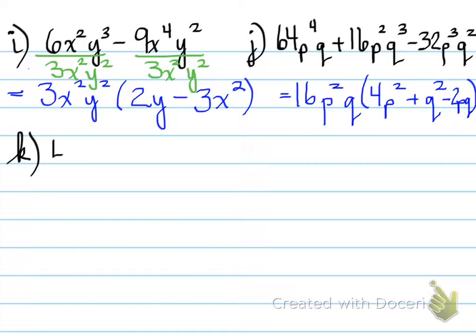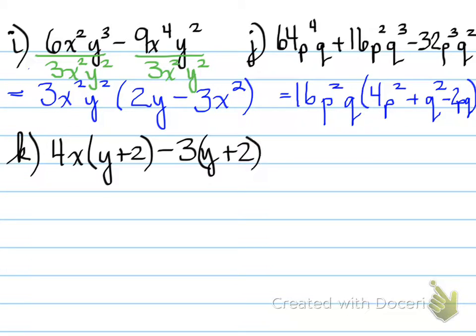All right, some more examples. K. Here we go. What do we do here? Hopefully you see a y plus 2 can be pulled out. What's left? A 4x minus 3. And that would be the final answer that we're looking for, common factor step.